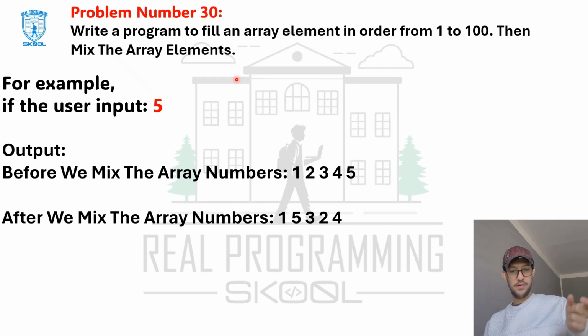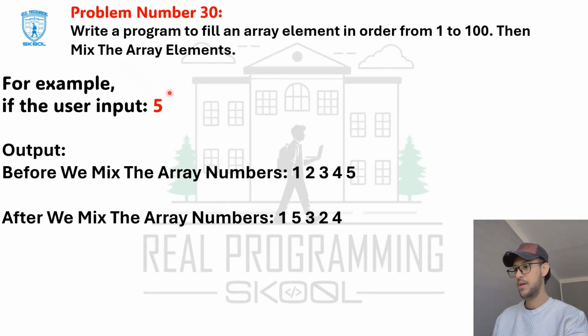He wants to print these elements, which are the numbers, in order from 1 to 10, for example, if the user inserts 10. If the user inserts 5, from 1 to 5. 1, 2, 3, 4, 5, in order, alright? And after that, mix them, shuffle them. Take number 5, put it in position 1. Take number 2, put it in position 4. Take number 3, put it in whatever position, 5 or 1. Okay? So after that, mix them.